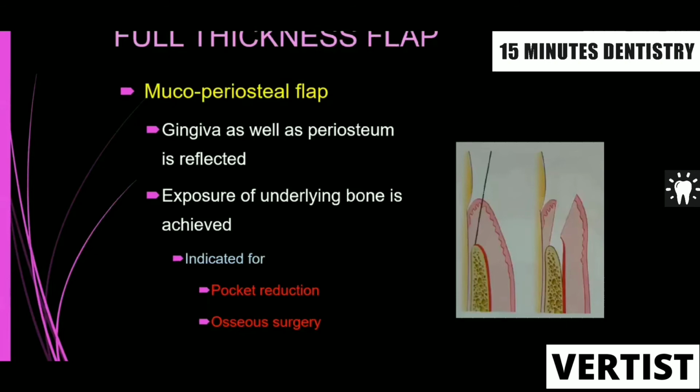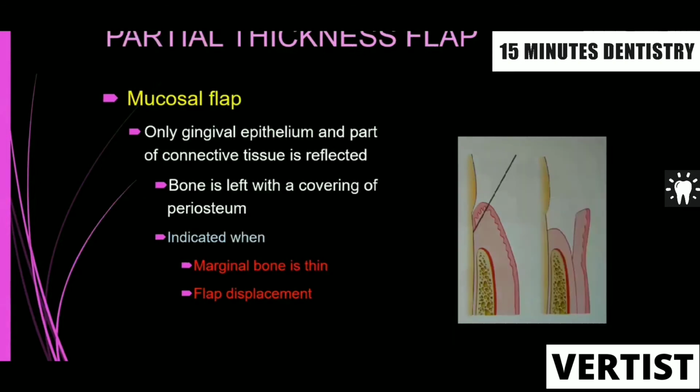So moving on to the mucoperiosteal flap, here you can see the incision is given and the gingiva as well as periosteum is reflected and the exposure of underlying bone is achieved, which is indicated in pocket reduction and osseous surgery. Whereas partial thickness flap is also called a mucosal flap, where you can see that part of the gingiva and the connective tissue is reflected and it is covered with the periosteum, and indicated when the marginal bone is thin and there is a flap displacement.